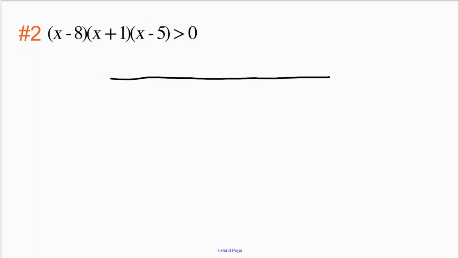So set each factor equal to 0. Okay, so we have 8, -1, and 5. And remember, we don't shade in the circles because they're not included. Because we don't have a greater than or equal to. We just have a greater than. So we have -1 here, and then we have a 5 here, and then we have an 8.